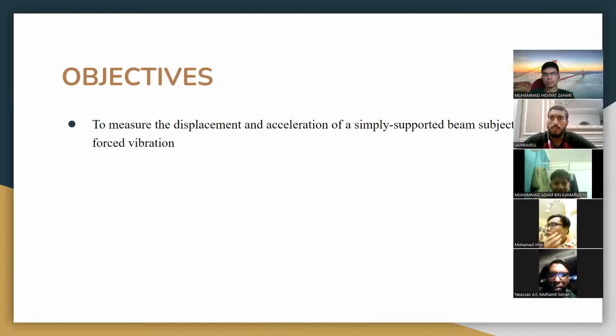Okay, first and foremost, let us read about the objective of this experiment. The objective is to measure the displacement and acceleration of a simply supported beam subjected to a forced vibration.